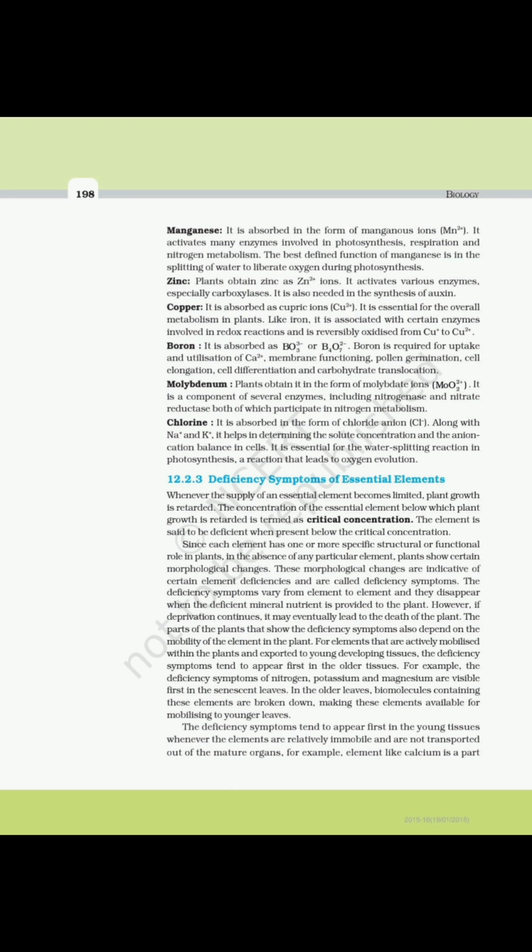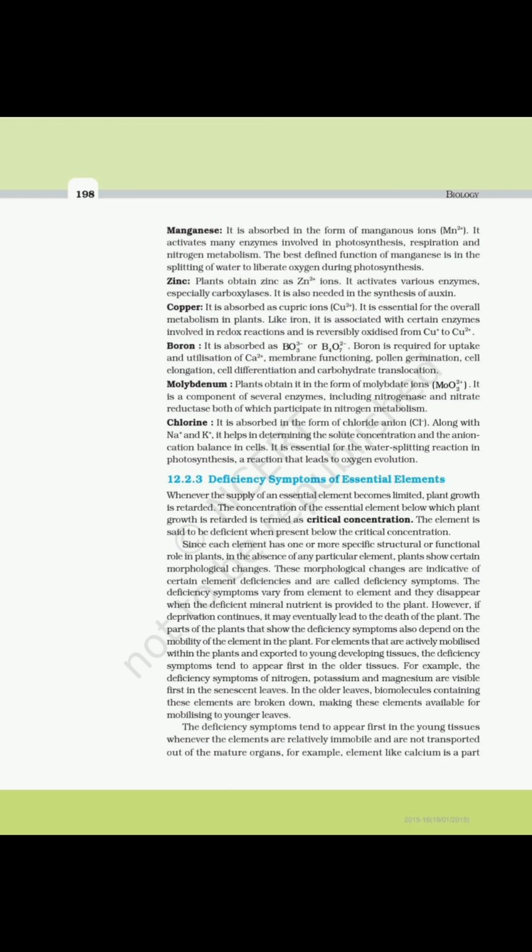The parts of the plants that show the deficiency symptoms also depend on the mobility of the element in the plant. For elements that are actively mobilized within the plants and exported to young developing tissues, the deficiency symptoms tend to appear first in the older tissues. For example, the deficiency symptoms of nitrogen, potassium and magnesium are visible first in the senescent leaves. In the older leaves, biomolecules containing these elements are broken down, making these elements available for mobilizing to younger leaves.